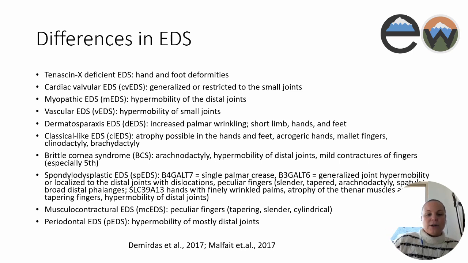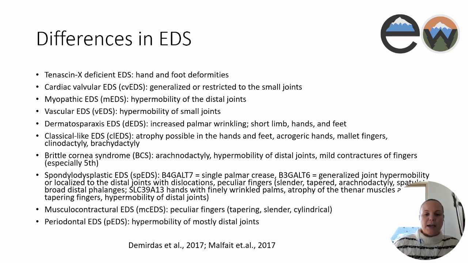Brittle cornea syndrome, we see arachnodactyly, which is lengthening of the fingers, so longer fingers than expected. Hypermobility of those distal joints again into the hands. Interestingly, with brittle cornea syndrome, you can see a mild contracture, where the pinky can get stuck in a little bit of a flexed position. So again, connective tissue disorders are just that. They don't always mean that everything is going to be hypermobile. We can actually have some contractures with abnormal connective tissue responses.